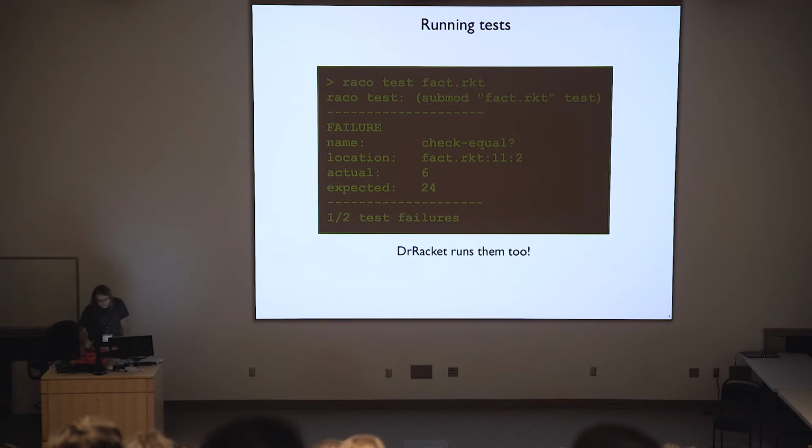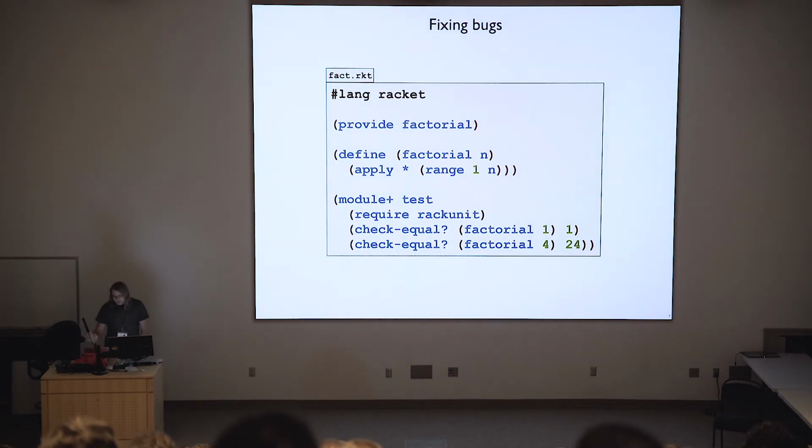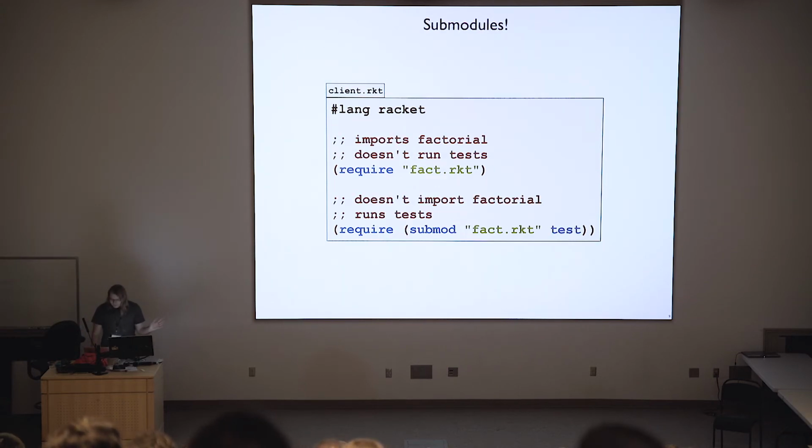The failure output is generated by RackUnit, and it includes the actual and expected values and the name of the test, as well as source location information. And that's possible because RackUnit checks are actually macros that will grab reflective information about where they're called and include it in the test output. Oh, and DrRacket runs these tests for you too, and it shows them right in the window. So we go back to our tests, and we fix the bug, and there we go, we're done.